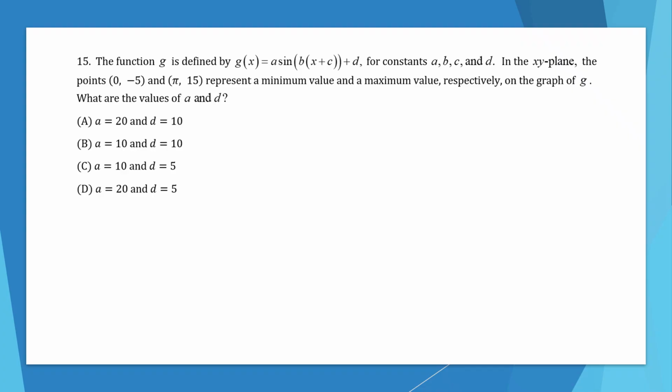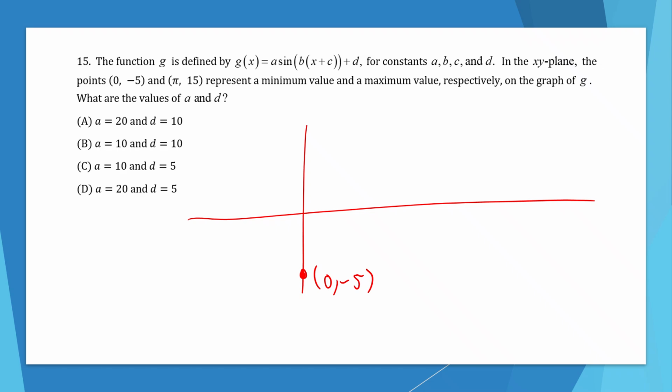Number 15, here we have a minimum and a maximum value on the graph. What are the values for A and D? So let's find that. So here, if we sketch a rough graph, we have 0, -5. Let me plot and label that now. And then we also have pi, 15. So let's label that as well.